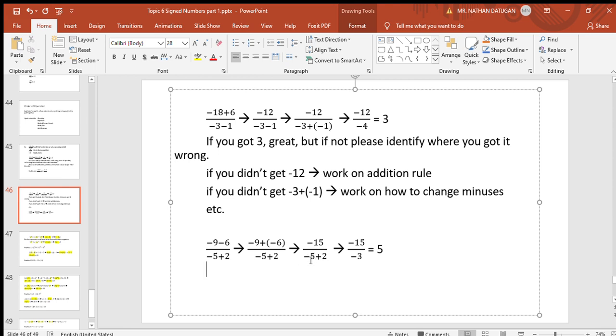But again, the sign will depend on which one is the larger number, absolute value wise, negative 5 or 2. Absolute value wise, negative 5 is larger than 2. That means your answer is negative 3. Now the last part, we have negative 15 divided by negative 3. Again, division rule says that if we're dividing two numbers with the same signs, your answer will be positive. So negative 15 divided by negative 3 is positive 5.